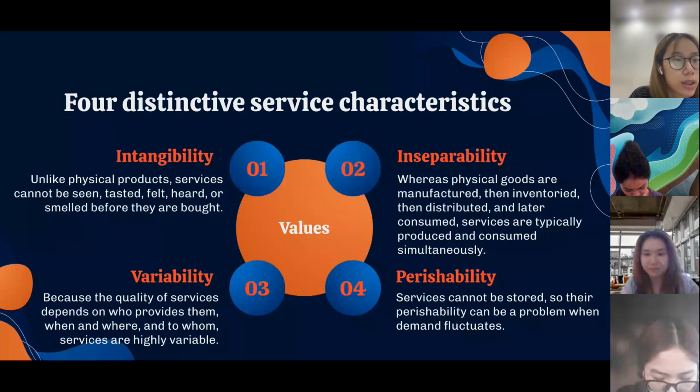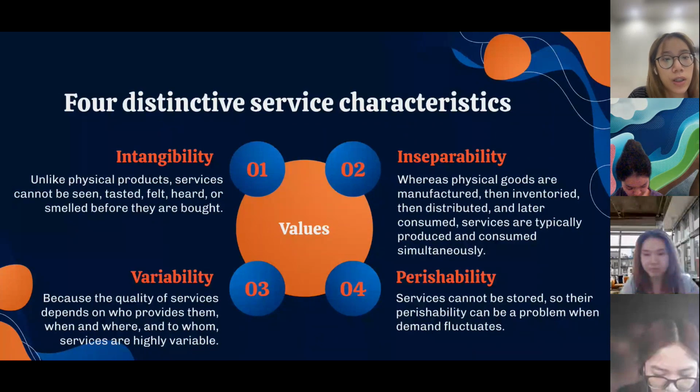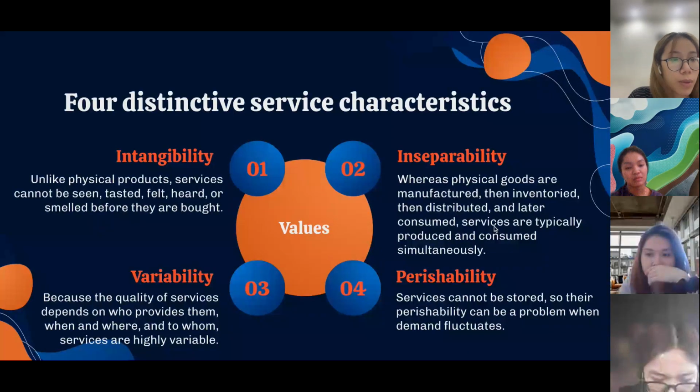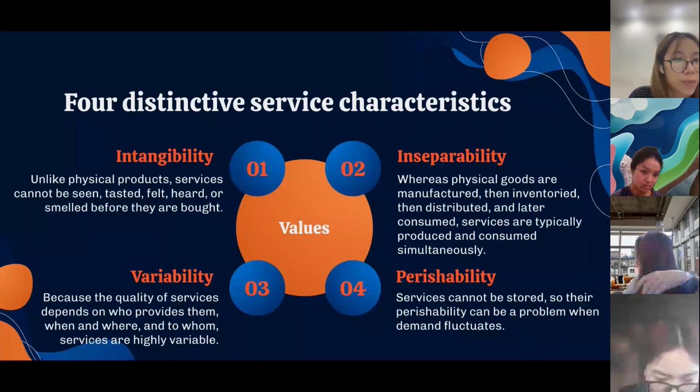Second one is inseparability. Whereas physical goods are manufactured, then inventoried, then distributed, and later consumed, services are typically produced and consumed simultaneously, because the client is also often present. Provider-client interaction is a special feature of services marketing. Several strategies exist for getting around the limitation of inseparability. When clients have a strong provider preference, the provider can raise the price to ration its limited time.